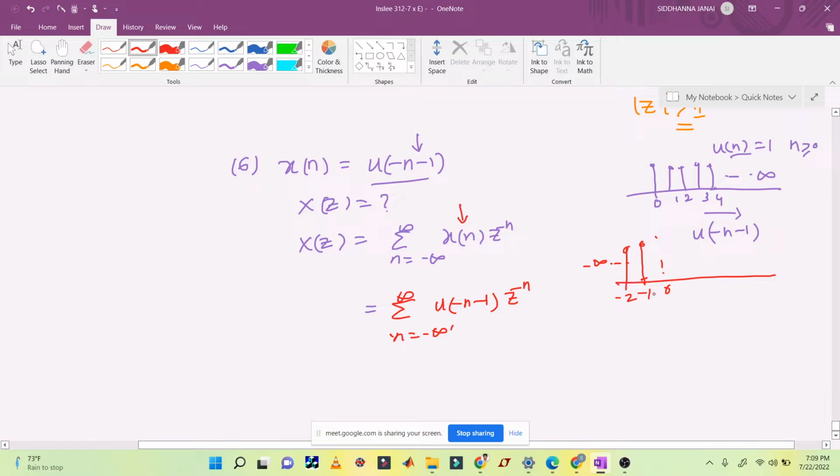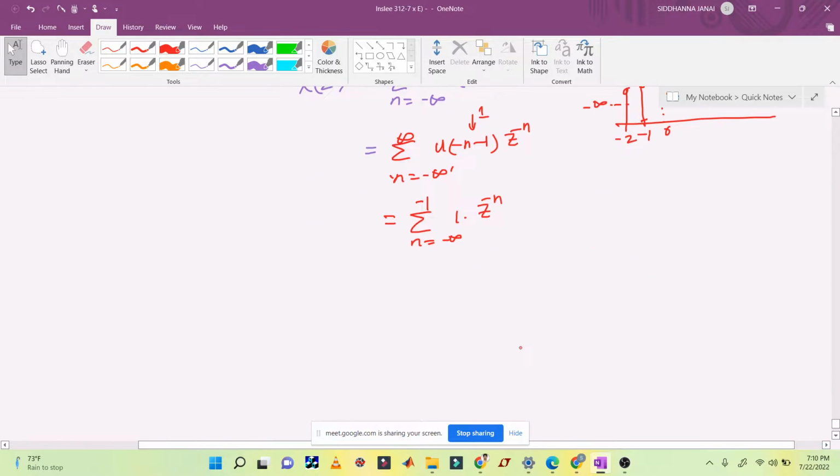So from minus infinity to minus 1 this signal exists, and its value is 1. So for that, n is equal to minus infinity to minus 1, 1 into z to the power minus n. This is what we are going to write by replacing u of minus n minus 1. So it changes our limits.